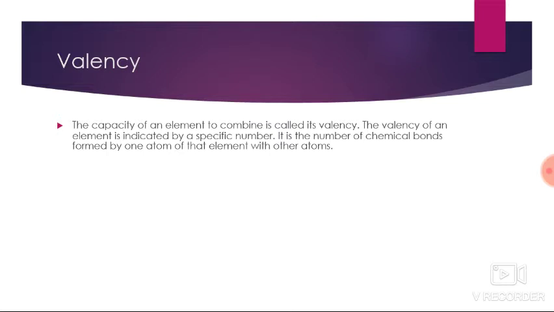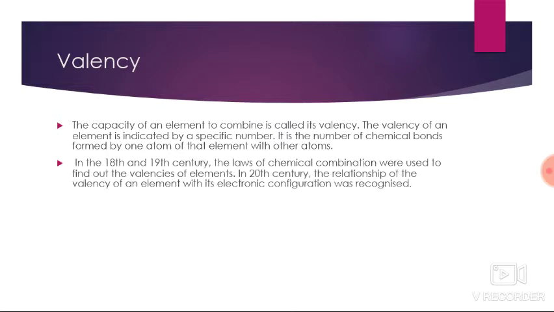The valency of an element is indicated by a specific number. It is the number of chemical bonds formed by one atom of that element with other atoms. In the 18th and 19th century, the laws of chemical combination were used to find out the valency of elements. In the 20th century, the relationship of the valency of an element with its electronic configuration was recognized. So there is a relationship between the valency of an element and its electronic configuration.